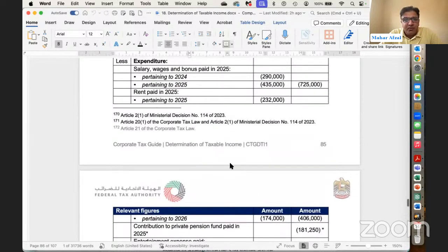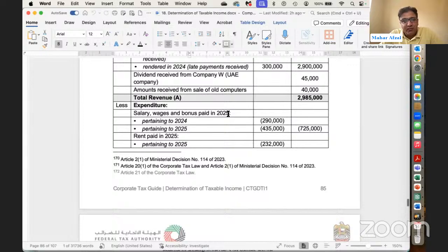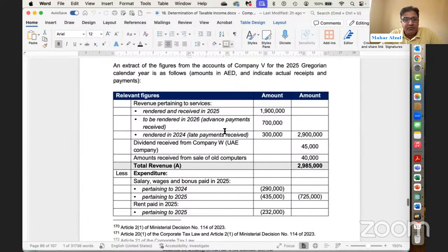Rent pertaining to 25-26, on a payment basis, because it has been paid now, this is allowed. Salary, wages and bonus paid in 2025, even if they pertain to 24, it doesn't matter. Whenever this is paid, it is allowed. Paid in 25, this is allowed in 25. This is fine. Amount received from the sale of an old computer, that is fine as well, received now.